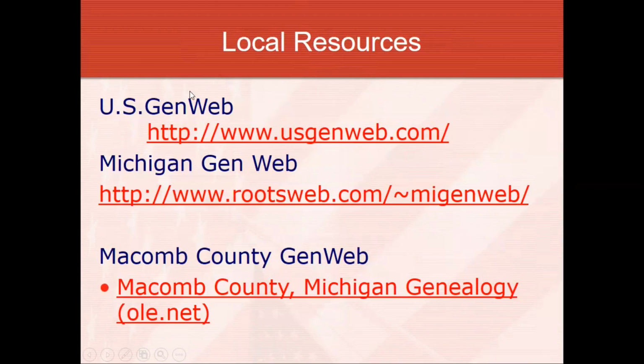Local resources. Okay. Well, US GenWeb covers the world. It was started as a volunteer effort to cover the whole country, state by state. There is the US GenWeb for all the states, so you can look up whatever state your family's from. There's the Michigan GenWeb, and then there's that lists all the counties. And then you can go to the local Macomb County GenWeb.